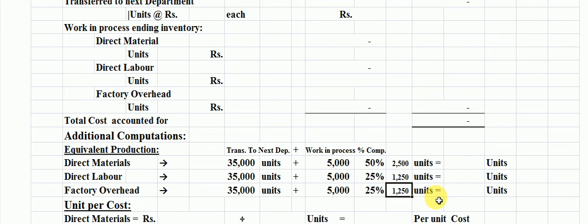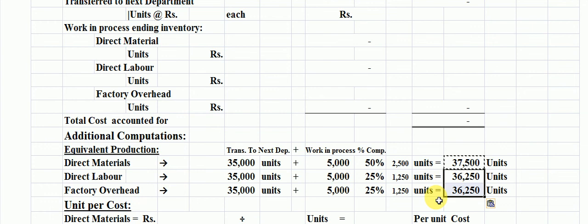Now we have to add the completed units and these units in this column. Then we find the equivalent production as per material, direct labor and factory overhead. We add completed units transferred to the next department and the units still in process. This is 37,500 units as equivalent production in material. Same as this, we have to copy this under.